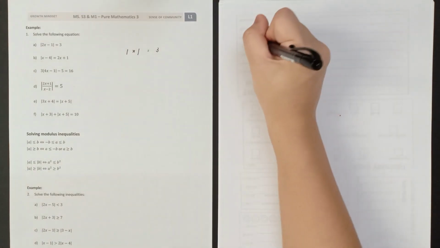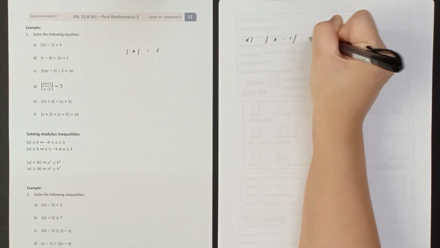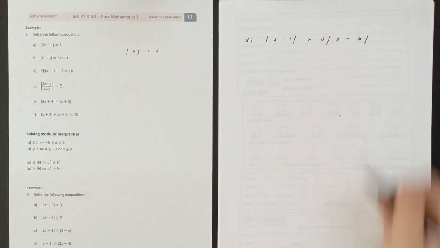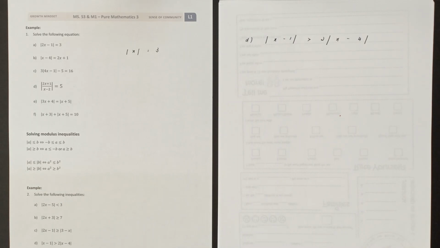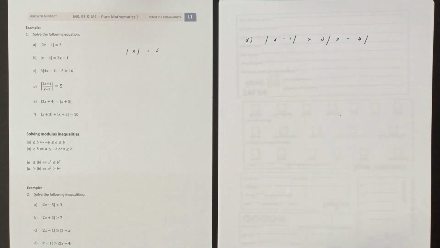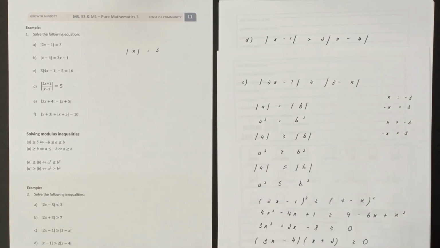Okay, so D. |x minus 1| greater than |2x minus 4|. I purposely put this here because I want to show you whether you can use squaring to do this. Obviously you have 2 modulus, right? As explained just now, you cannot use definition to do this question because it's going to be different for the sign.